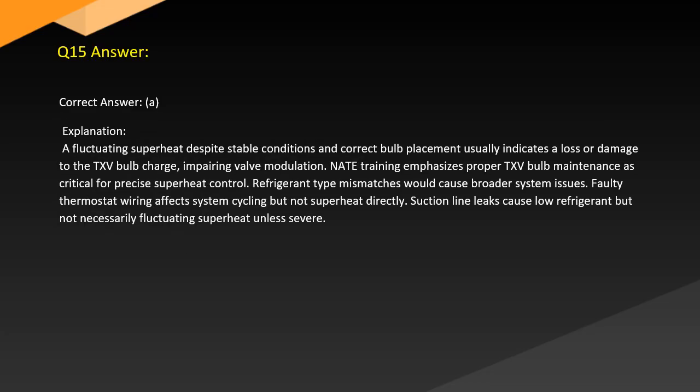Answer. Correct answer: A. Explanation. A fluctuating superheat despite stable conditions and correct bulb placement usually indicates a loss or damage to the TXV bulb charge, impairing valve modulation. NATE training emphasizes proper TXV bulb maintenance is critical for precise superheat control. Refrigerant type mismatches would cause broader system issues. Faulty thermostat wiring affects system cycling but not superheat. Suction line leaks cause low refrigerant but not necessarily fluctuating superheat unless severe.